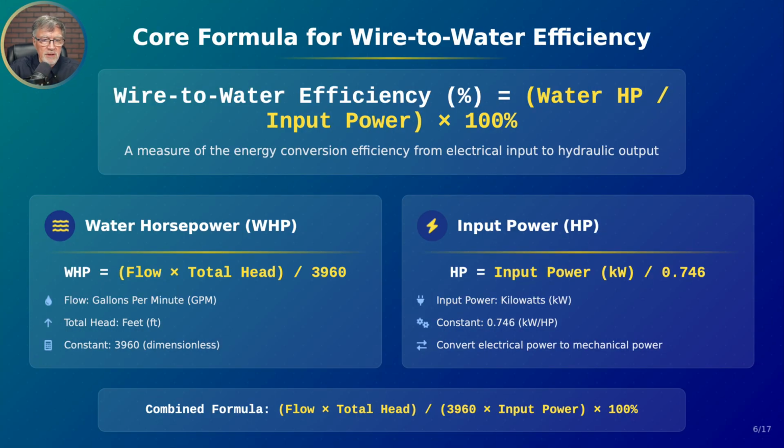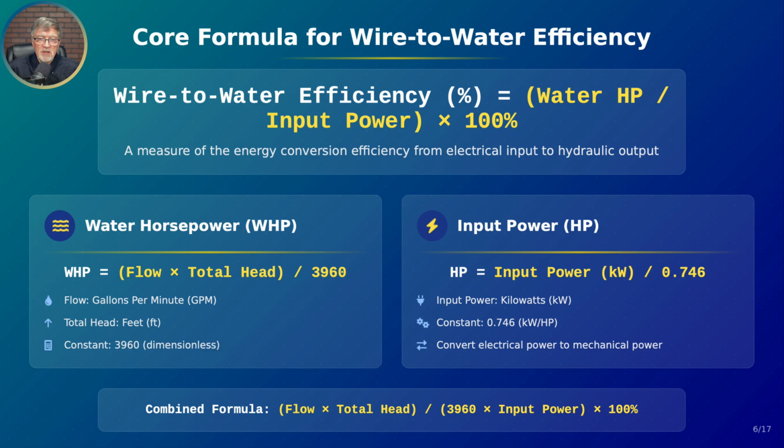Change up my slide here. Okay, so here is our core formula for wire to water efficiency, and that's going to be expressed as a percentage. So it's going to be your water horsepower divided by input power times 100%. That measures the energy conversion efficiency from electrical input to hydraulic output.